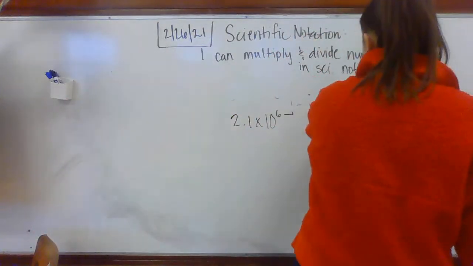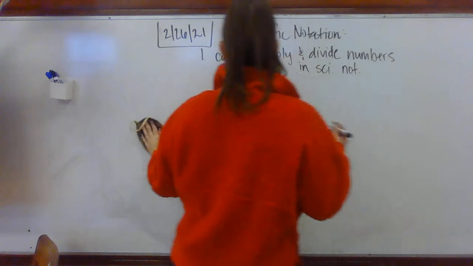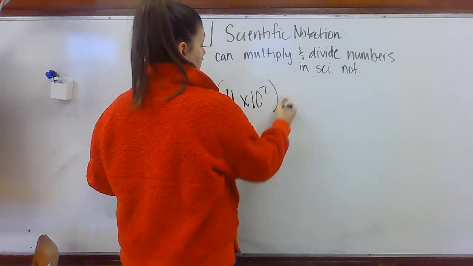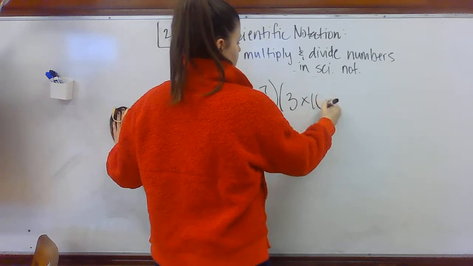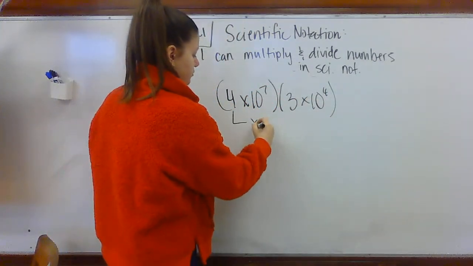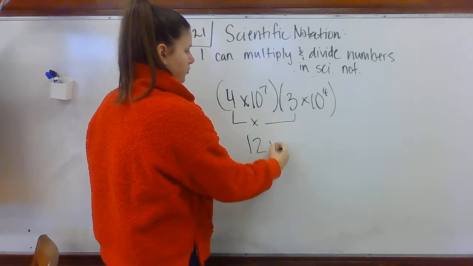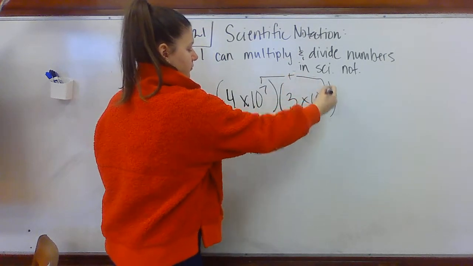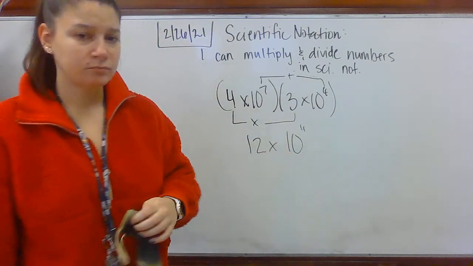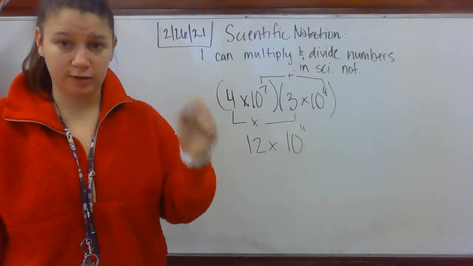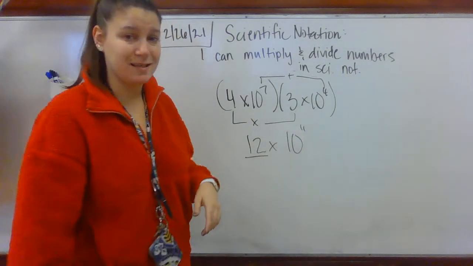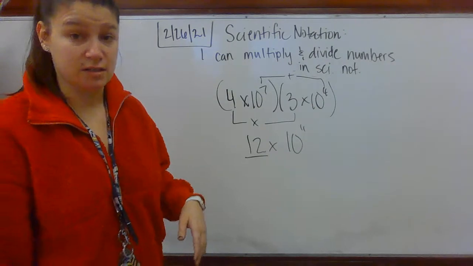There are going to be some situations where you would have like 4 times 10 to the 7th times 3 times 10 to the 4th. Multiply the coefficients. 4 times 3 gives me 12. 7 plus 4 gives me 11. Those of you, there should be kind of a bell going off in your brain that this is not scientific notation because 12 is bigger than 10. You would just have to fix it, okay?